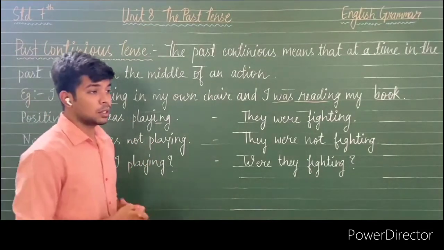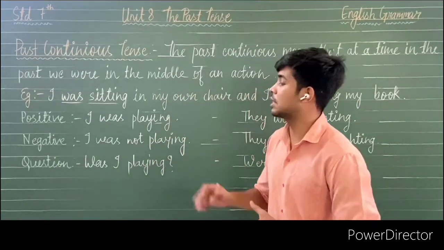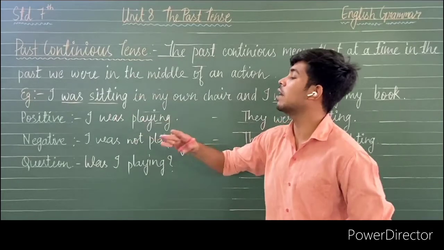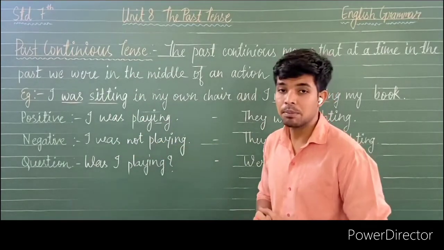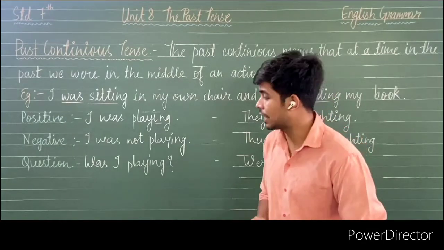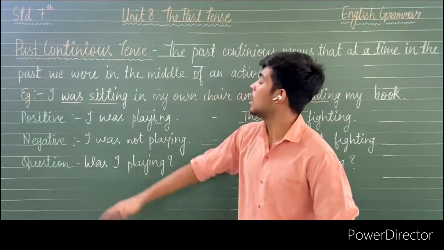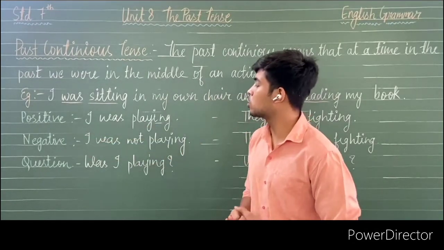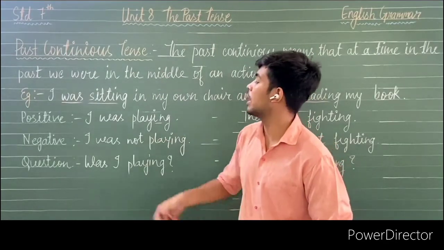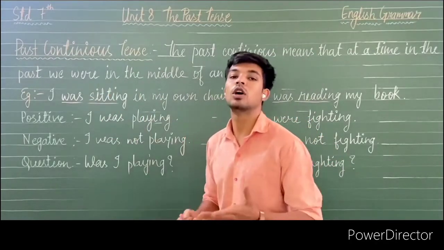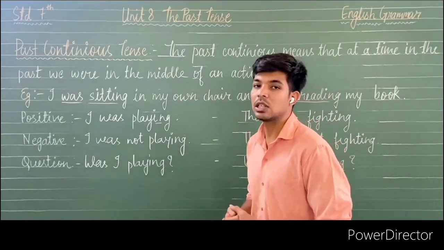Okay. So now every tense has three different forms to write the sentences: positive, negative and question form. So we'll take one example in all these three categories. First we'll take the example of a positive sentence. I was playing. So playing here represents the continuous form of the verb and was is the past. I was playing. So this is the positive sentence in past continuous tense.